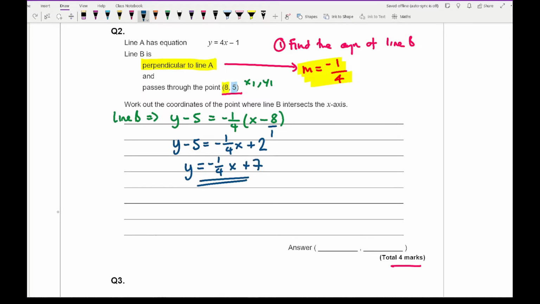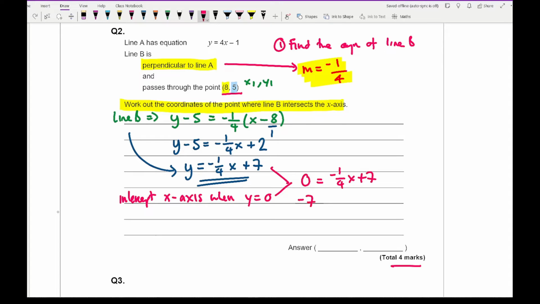So that there is the equation of line B. Now the question doesn't ask for that equation, it says to work out the coordinate of where line B intersects the x-axis. So here it intercepts the x-axis when y equals 0. So if I substitute y equals 0 into this, then what I get is 0 equals minus a quarter x plus 7. So then minus 7 equals minus a quarter x.